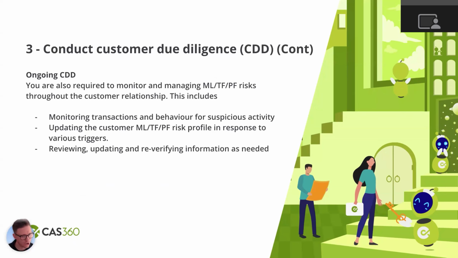There is obviously an ongoing requirement here. You are required to monitor and manage the risks going forward throughout the customer relationship. This is really around monitoring transactions for suspicious activity. Is there suspicious activity that the client is doing? Also updating risk profiles in response to various triggers. So does that person become a politically exposed person? Are they just a normal client and all of a sudden they become politically exposed? So there are different triggers there. And then obviously reviewing, updating, and re-verifying information as needed.